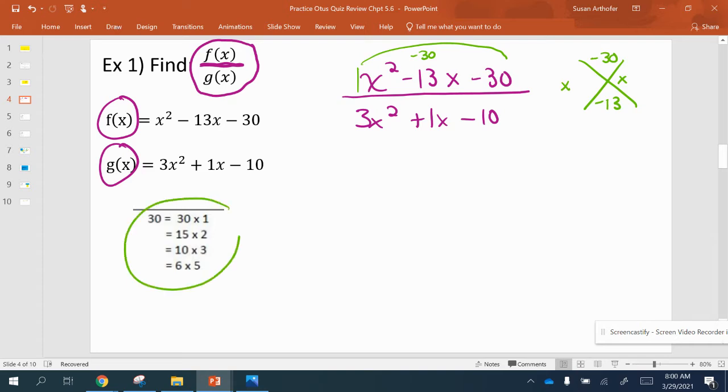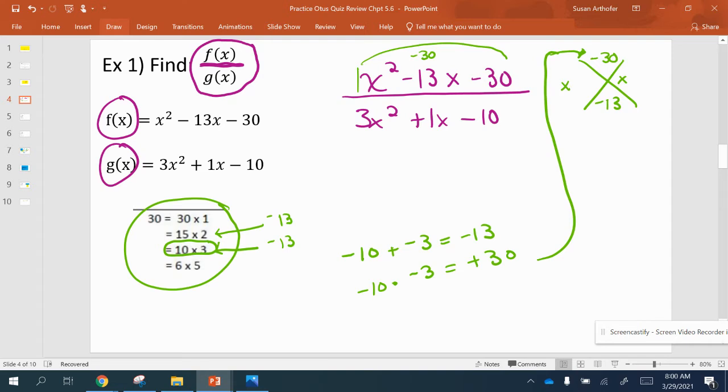So here's the numbers of 30. You have to be careful because 10 and 3 and 15 and 2 could both give you 13. You need a negative 13. So which set would give you a negative 13? It is not 10 and 3. You would have to have negative 10 plus another negative 3 to equal negative 13. Why isn't it that? Because you must also multiply to the top number, which is a negative 30, and negative 10 times negative 3 is equal to a positive 30. That does not match your top. So the 10 and the 3 won't work.